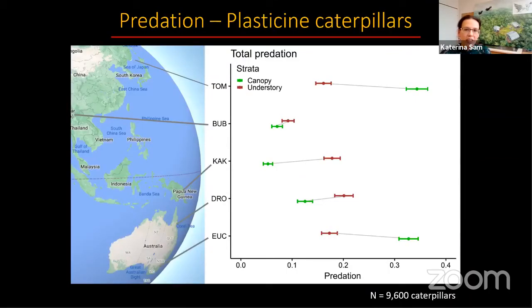And here are some results which we obtained so far from the predation on the Plasticine caterpillars. And to me, they were very surprising at first sight. I was wondering what is happening here, because against our expectations, we observed the higher predation in the canopies only in the temperate region, here in Tomakomai in Japan and in the Czech Republic. At all tropical study sites in China, Kakoba in Papua New Guinea, and Cairns, the predation on the Plasticine caterpillars was lower in the canopies than in the understories. And this is the exact opposite of what we would expect based on the hypotheses that the cascade should be stronger in the canopies.